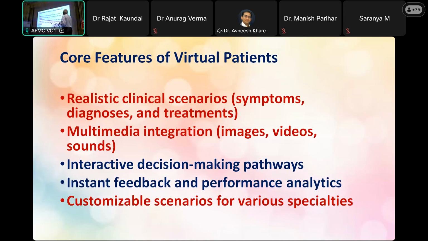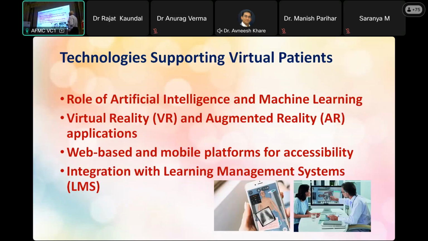Now, technology supporting this: I'm sure VR and AR we talked about. Web-based and mobile platforms are becoming very popular today. As I said, it is cheaper today. An Indian company has already come out with VR and is already launching it. But I personally feel that over the next 2-3 years, all this will be easily available and we will be able to use these technologies. Telementoring and telesimulation are not going to remain words only on paper. They are going to be there already.